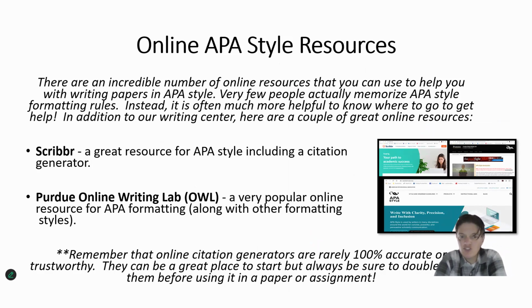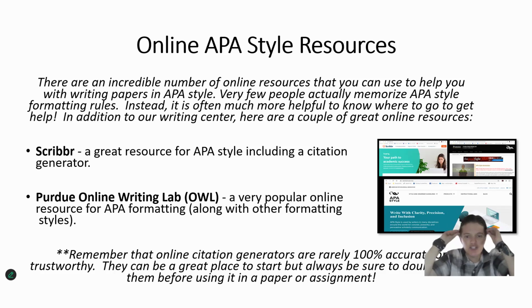Scribbr is a really great resource for APA style. It has a citation generator and a lot of really helpful resources. And then probably the gold standard is the Purdue Online Writing Lab, or the OWL, a very, very popular online resource for APA formatting, along with MLA and other styles. There are definitely more. And as I mentioned, our Writing Center is free to you as a student, and you can go in there and have them help you just with APA style citations, and they're really quite wonderful at it.